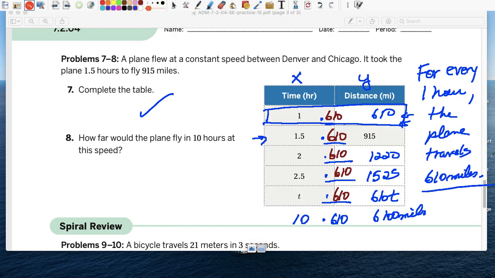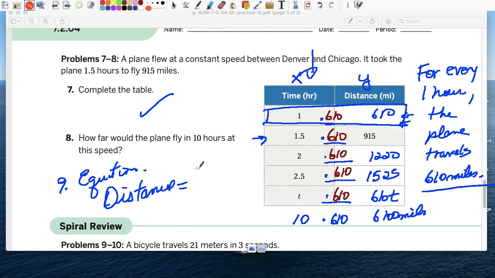It didn't ask you for the equation, so I'm going to add that. Where's the equation? The equation is to find the distance. If I want to find the distance the plane flew, what do I have to do? I have to multiply the number of hours times 610. So I'm going to multiply 610 times hours. And how can I represent hours? I'm going to use the letter H.